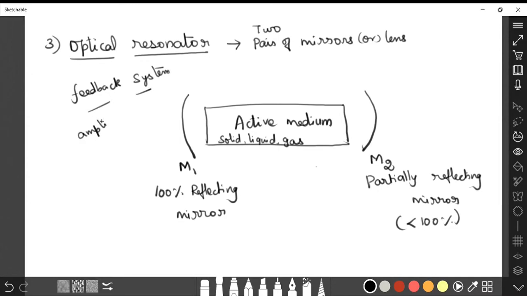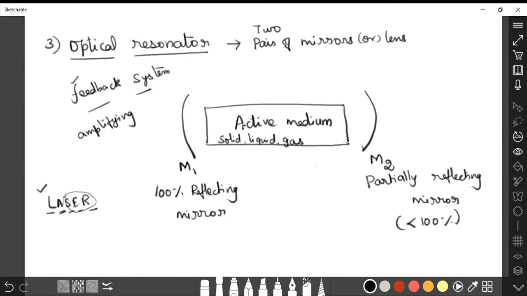Actually, LASER stands for light amplification by stimulated emission of radiation. So already we have discussed how light is produced and what the stimulated emission of radiation is in the previous videos. But we never discussed the amplification part. That part can be done by the optical resonator. So the optical resonator acts as a feedback system to amplify the light which is emitted by the active medium.